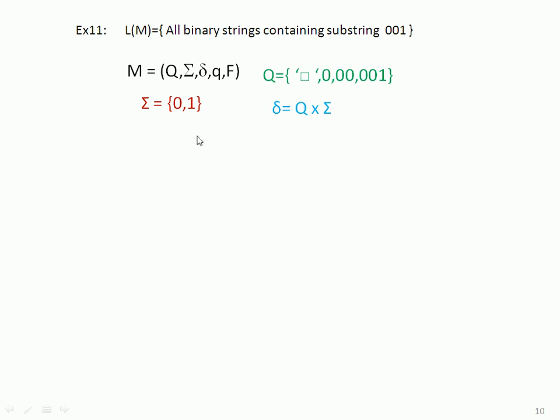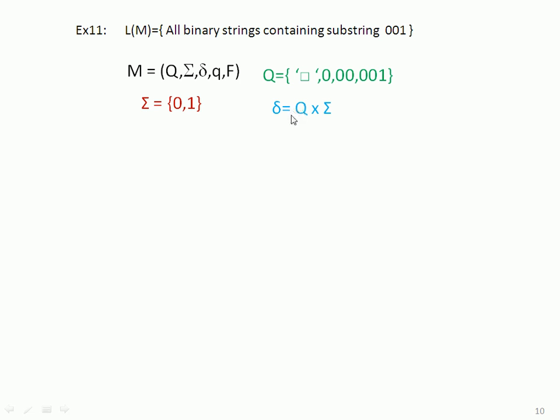So we can have one more example: all binary strings containing the substring 001. For example, you can have 0 0 0 0 0 1, right? So a string containing the substring 001. So the inputs are 0 comma 1.